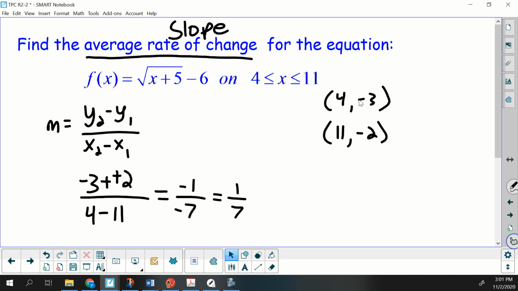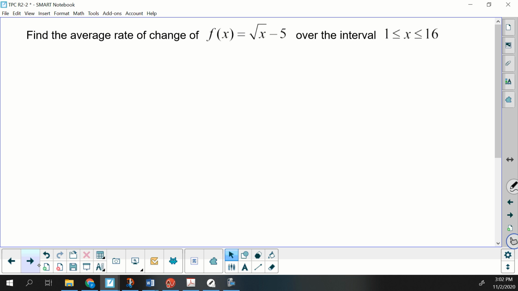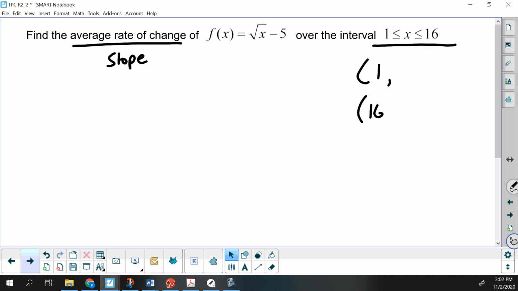And that's what you do anytime they ask for average rate of change. Very likely that on the Regents in January, you will end up seeing one question like that. So let's look at one more example of that. We see average rate of change. We want to think slope. Look for your interval. We're going 1 to 16, so our points are going to be 1 comma something and 16 comma something.